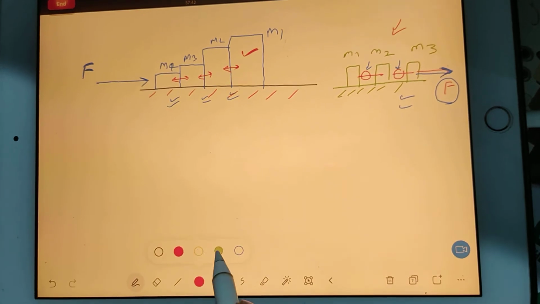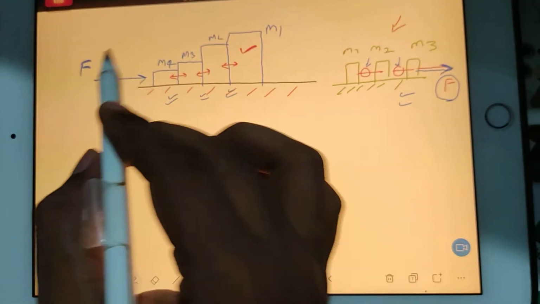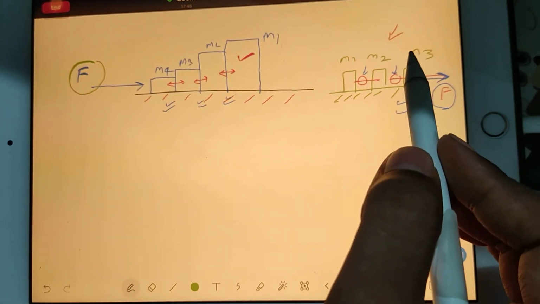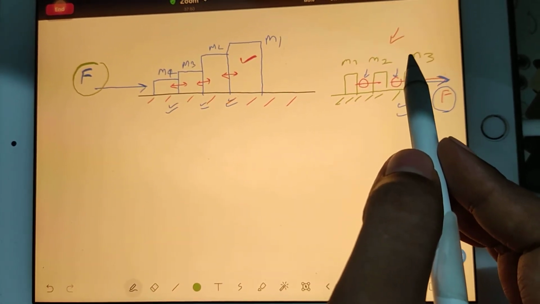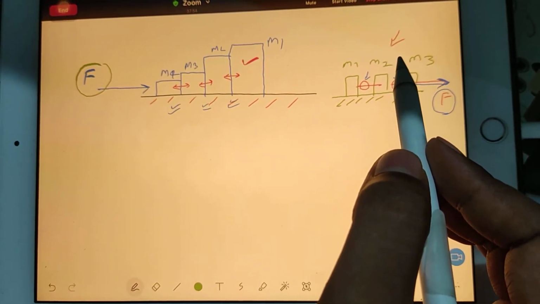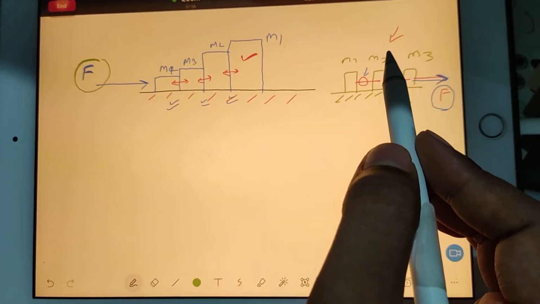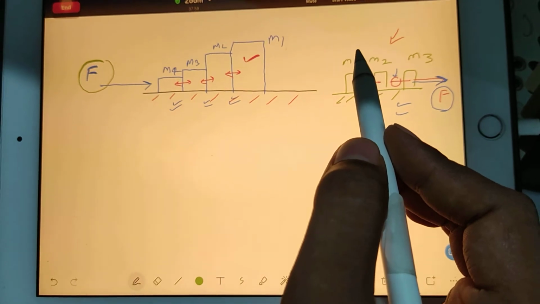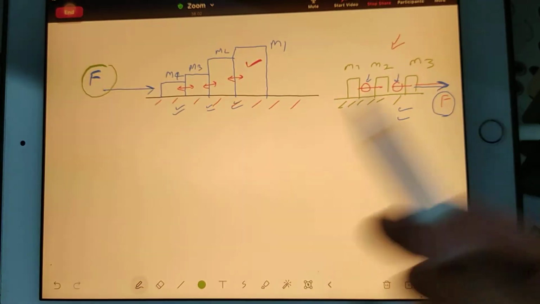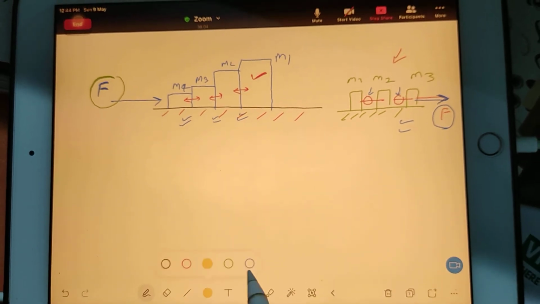Now see, it is very easy because when you apply the force, yeah, ask your doubt. Yeah. Okay, now see, I got your doubt.